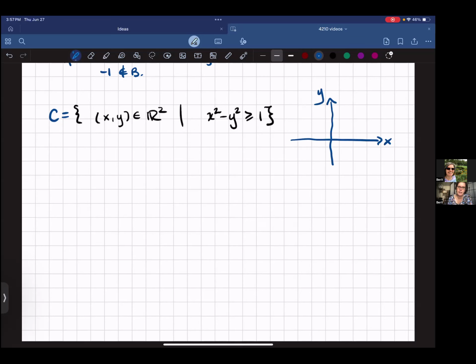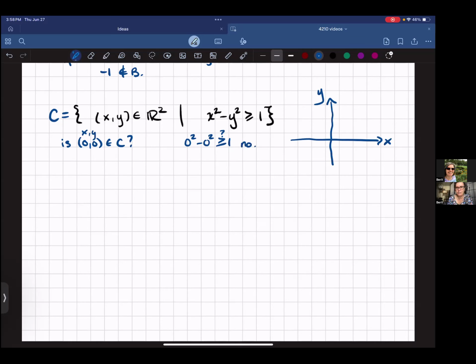Is (0, 0) in C? So I would try plugging in (0, 0). This means I'm going to let (x, y) equal (0, 0), plug it into the condition on the right-hand side: 0 squared minus 0 squared, question mark, greater than or equal to 1? No.